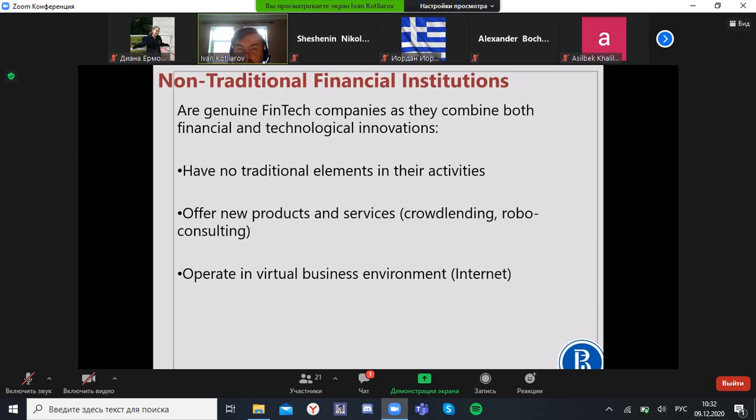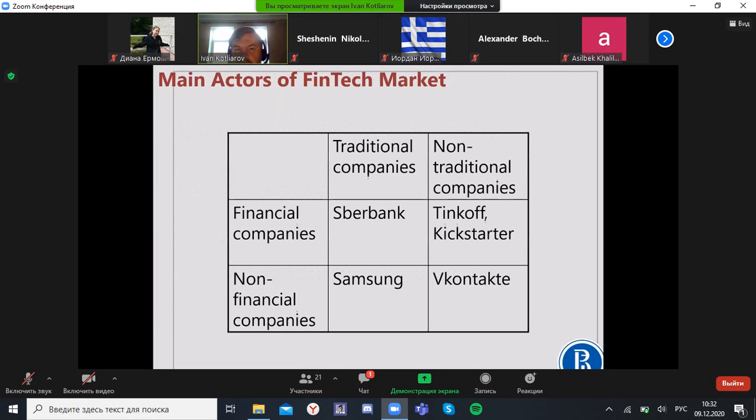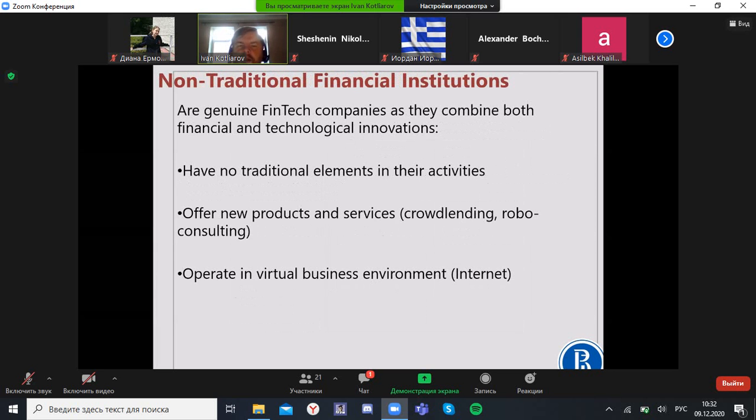So let's go further. Non-traditional financial institutions. Ladies and gentlemen, I will go back. Non-traditional financial institutions are the upper right part of the matrix, Tinkoff and Kickstarter, just to remind you about it. They are genuine fintech companies because they combine both financial and technological innovations. They have no traditional elements in their activities, or at least the number of such elements is very low. They offer new products and services, crowd lending, robo consulting, etc.